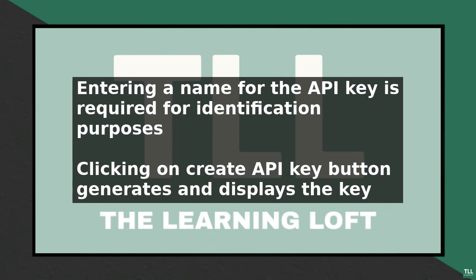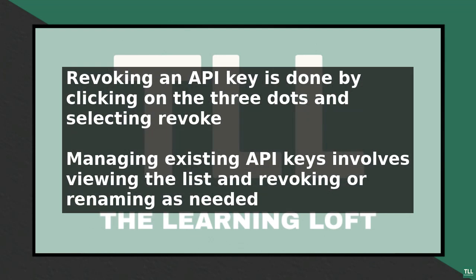If you need to revoke an API key, you can do so by clicking on the three dots next to the API key and selecting Revoke. This will immediately disable the API key, and any applications using it will no longer have access to your Teachable school data. To manage existing API keys, you can view the list of all API keys in the Code Snippets section. From here, you can revoke or rename API keys as needed.